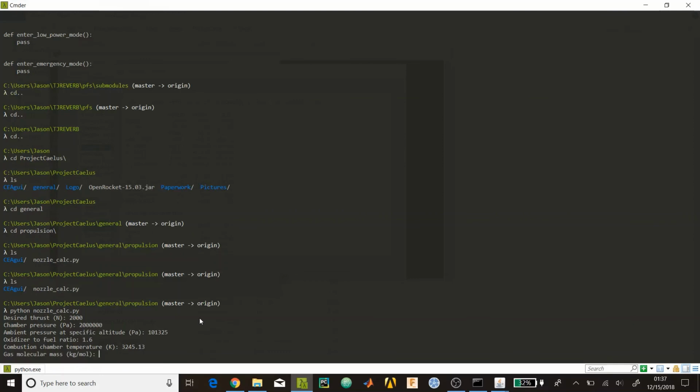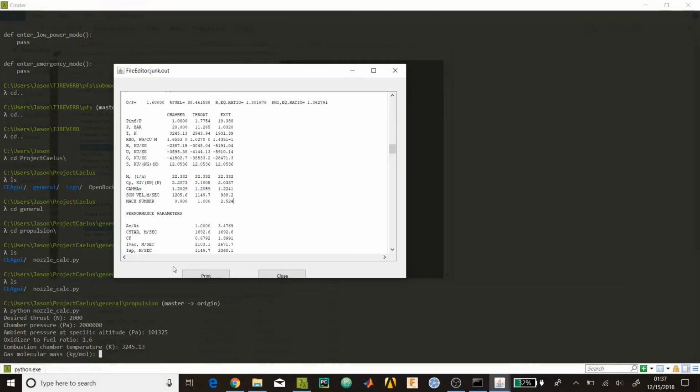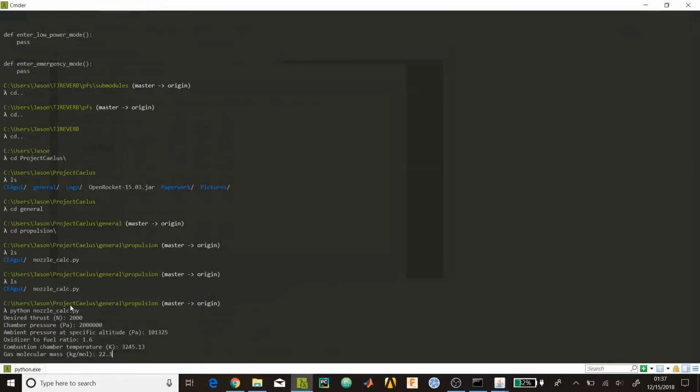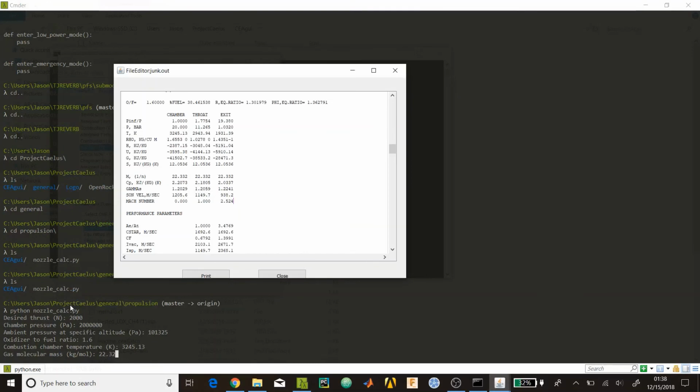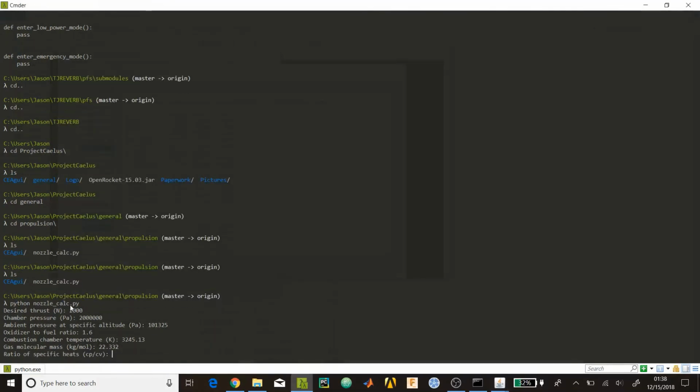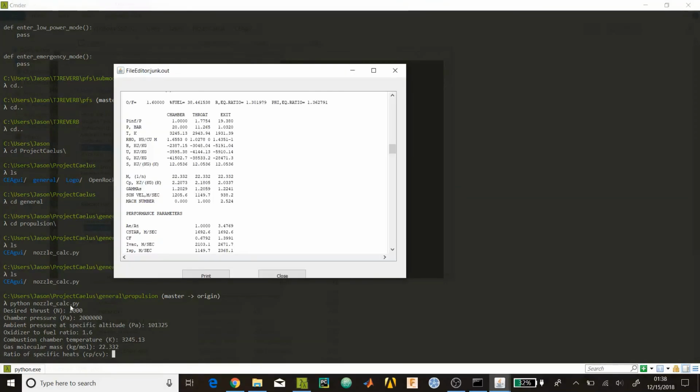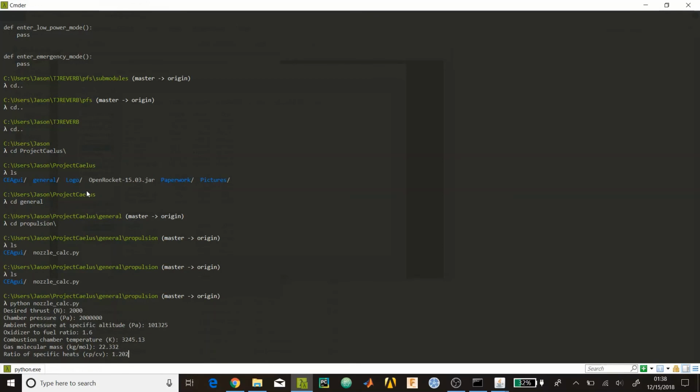Gas molecular mass, that's just the capital M, 1 divided by n. That's 22.332. Ratio of specific heats, that's also known as gamma. So here you see the gammas, and gammas are dynamic. You can see that it changes as the gas goes from chamber, throat, and exit, but generally you just want to use the chamber value because that's your starting value. 1.2029.